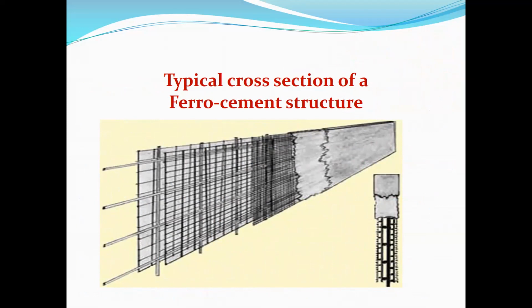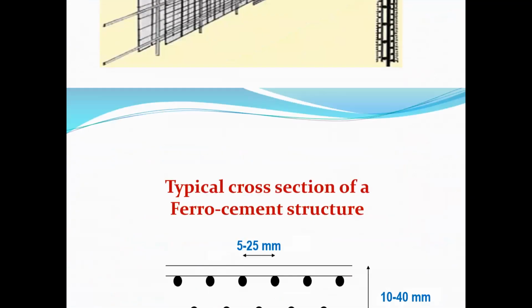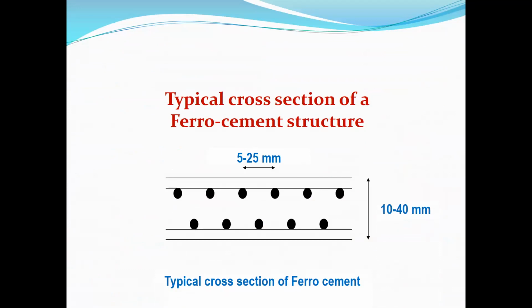Typical cross section of a ferrocement structure, as you can see on the slide. So you have one side, there is a mold, and then you place the very small diameter rod, and then the wire mesh like that, and then you place the plain cement concrete from one side or from both sides. So that's how a ferrocement structure cross section looks.